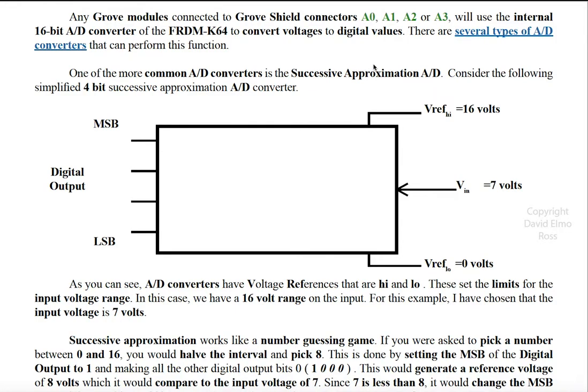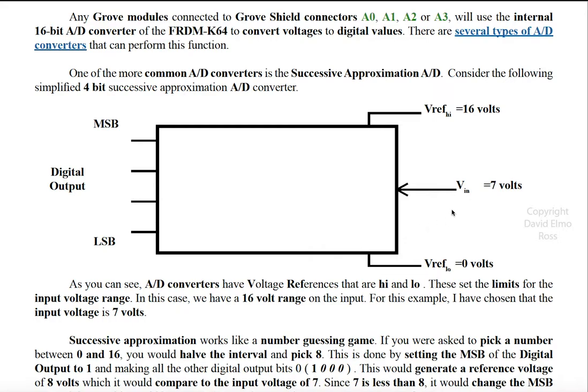There are several types of A to D converters, and one of the more common ones is the successive approximation A to D. Now the whole purpose of the analog to digital converter is to take a voltage and convert it to digits. And we have on the analog side V reference low and high, and the voltage input must fall within this range. If it doesn't, it can actually do damage to the A to D converter.